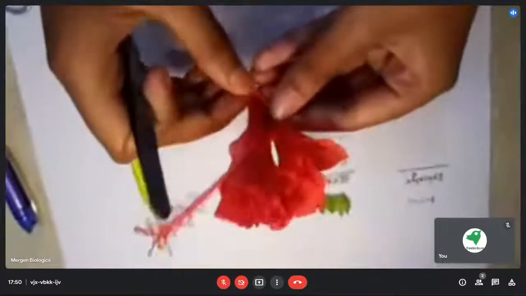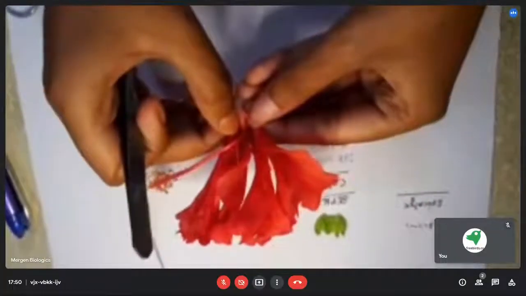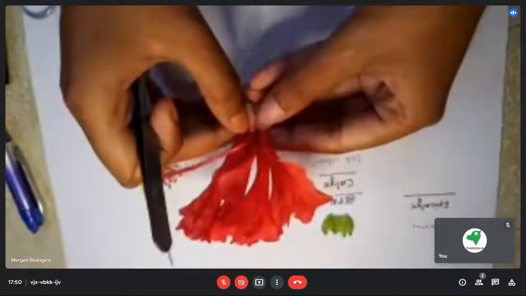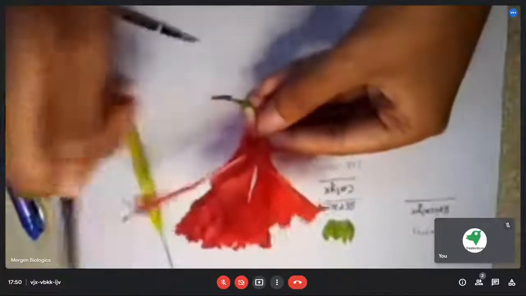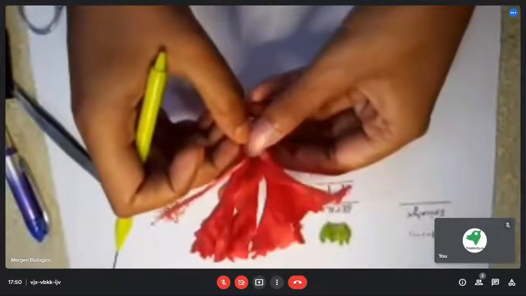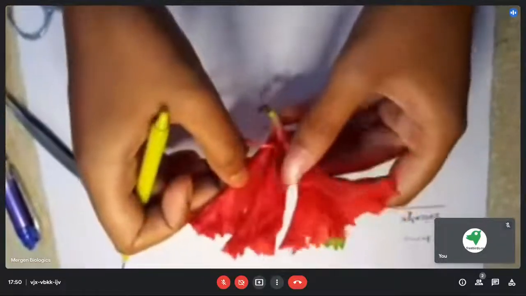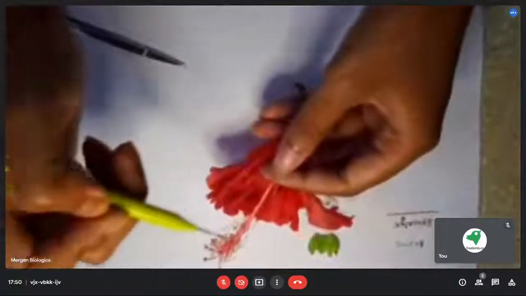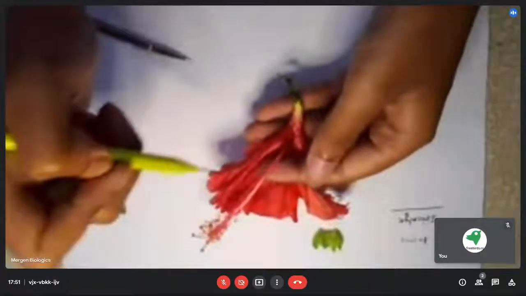But if you are doing it for the first time, don't use the forceps because it is so delicate that if you insert the forceps slightly more than the required amount, then the ovary will break out and you can't get a clear view of the whole gynoecium and androecium. So I will tell you, these are the petals or the corolla part, and this whole part is known as the androecium, the male reproductive part. Another name for this is stamen.